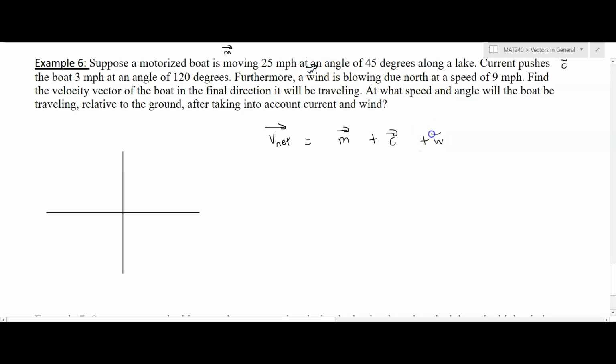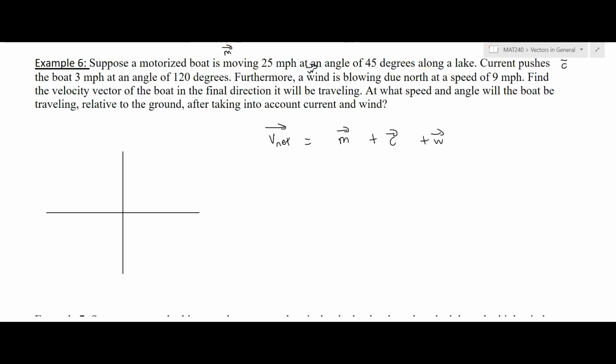So if we take into account the fact that the boat has a motor that's causing it to go in a certain direction, and the current is also pushing that boat, and the wind is also pushing that boat, then the sum of those 3 velocities will give us the net velocity of that boat. So motorized boat is moving 25 miles per hour at an angle of 45 degrees along the lake.